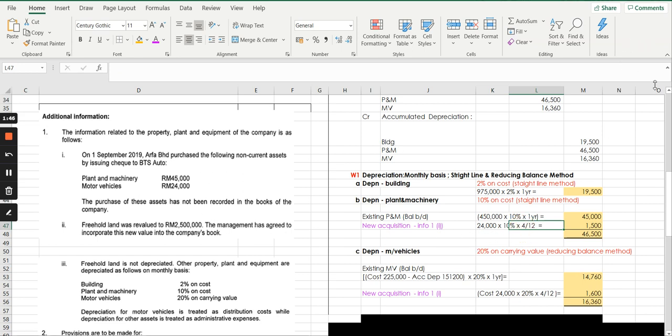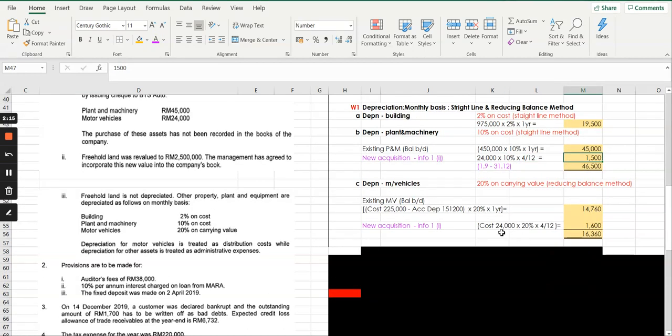4/12 means this is charged with 24,000 times 10%, from 1st of September until 31st of December. That period is 4 months. So for that 4 months, you are going to charge 1,005. The same applies to the depreciation for the new motor vehicle, where you also charge 4 months because it was acquired on the same date.